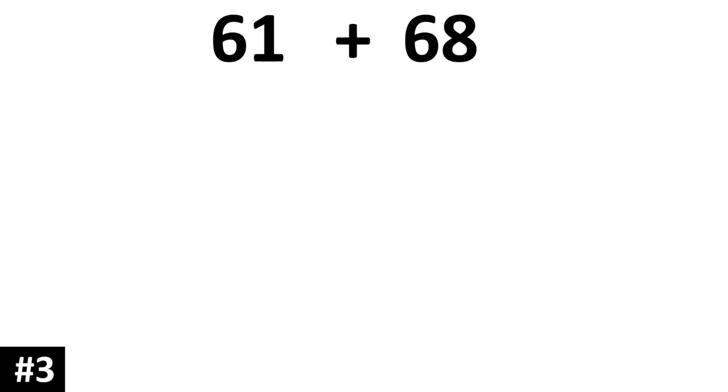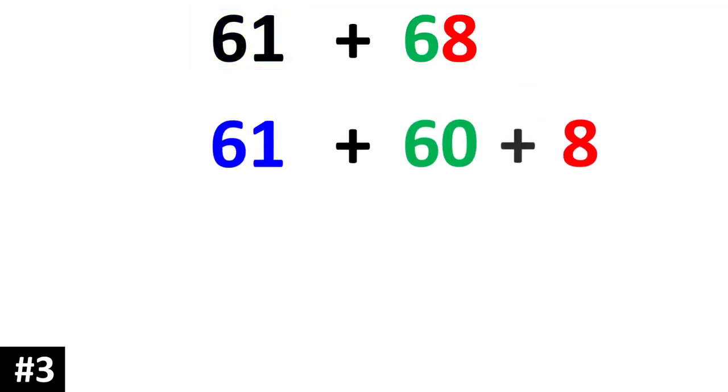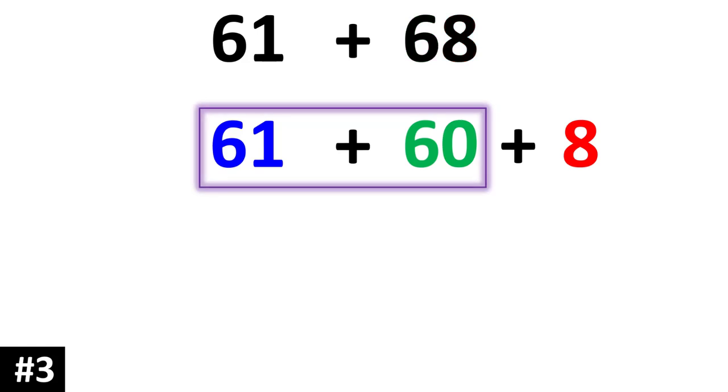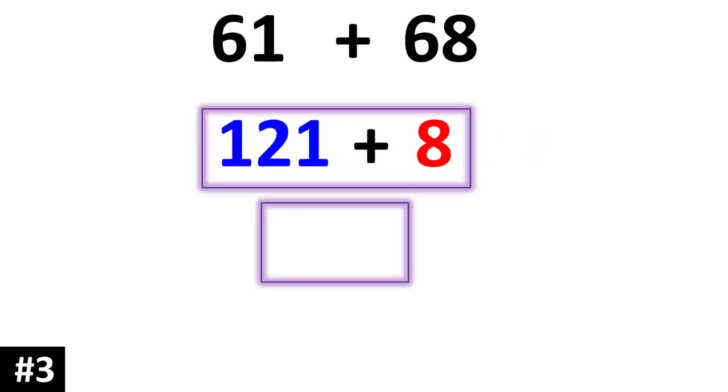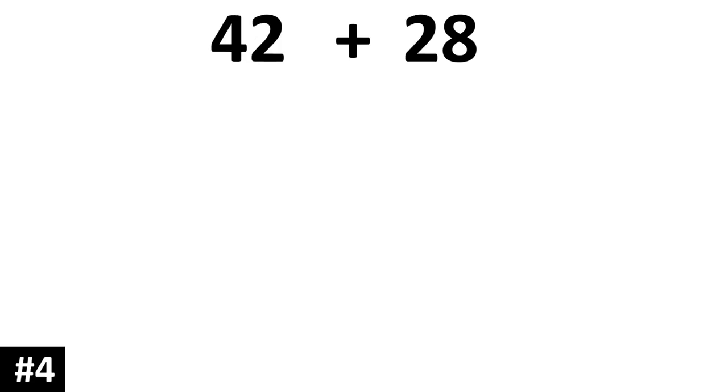How about 61 plus 68? We're going to think of this one as 61 plus 60 plus 8. When we add 61 and 60, we get 121. 121 plus 8 is 129.